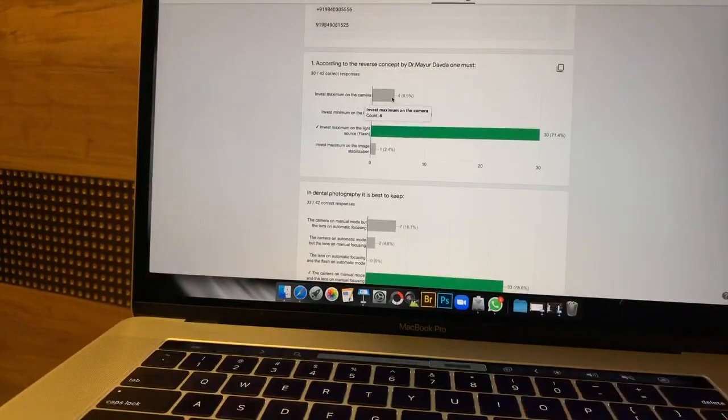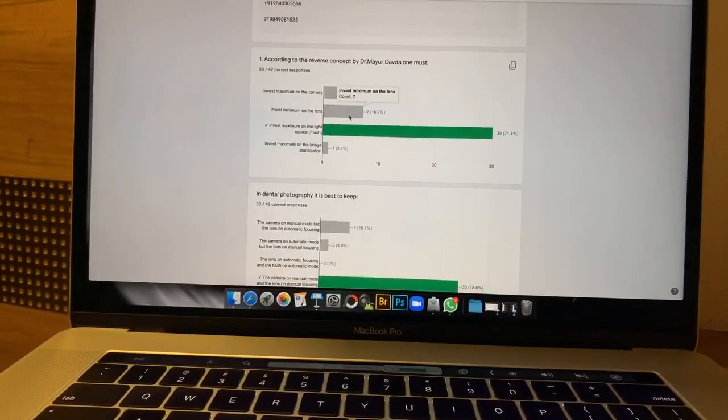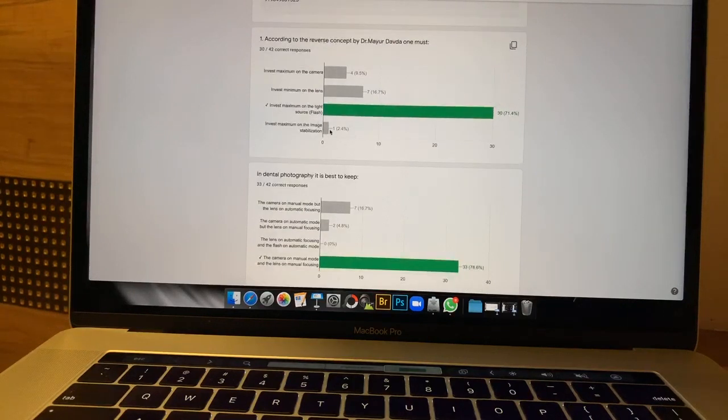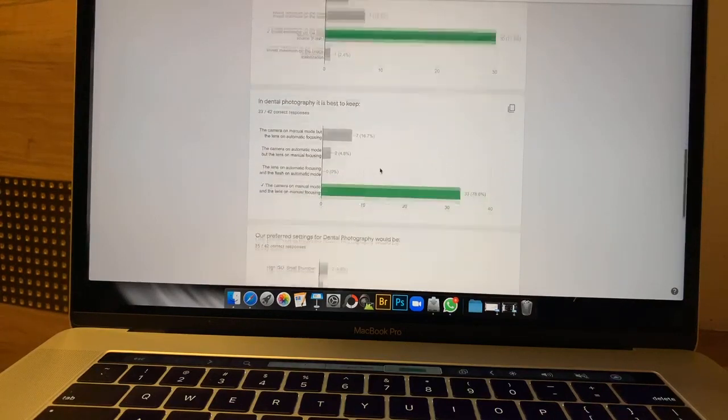We don't need an expensive camera for general photography and documentation, or even for most of the general photography. Invest minimum on the lens is not a great idea, because 7 people have answered that. You have to invest a good amount on the lens because photography depends upon your lens quite a bit. 30 people have answered invest maximum on the light source. That's perfect. And one person has said invest maximum on image stabilization, but that's obviously the wrong answer.